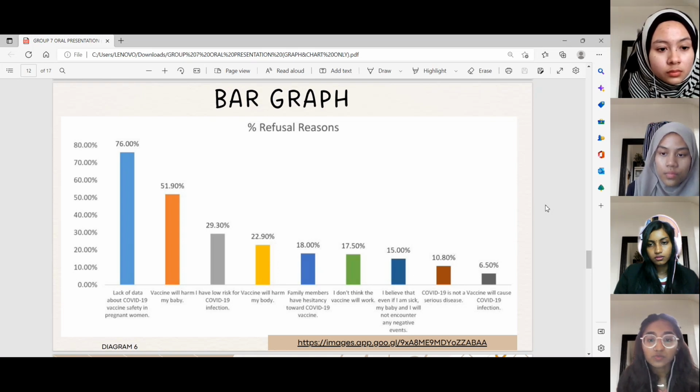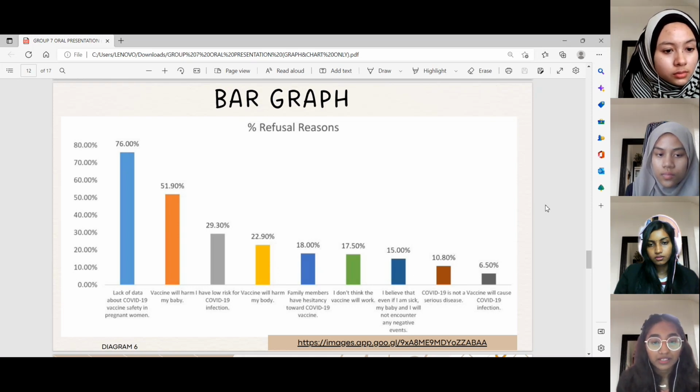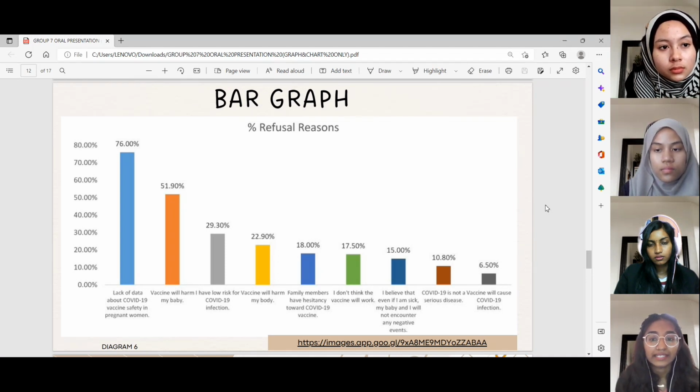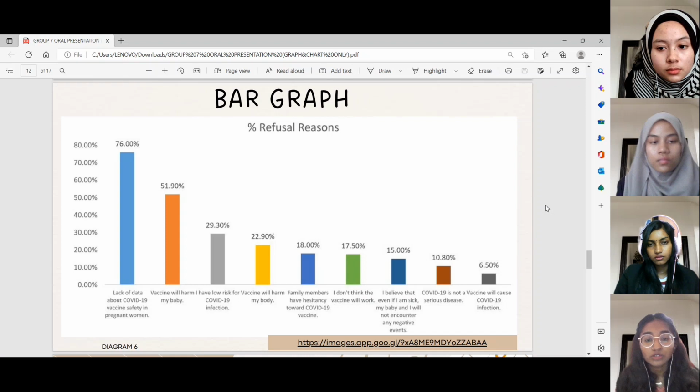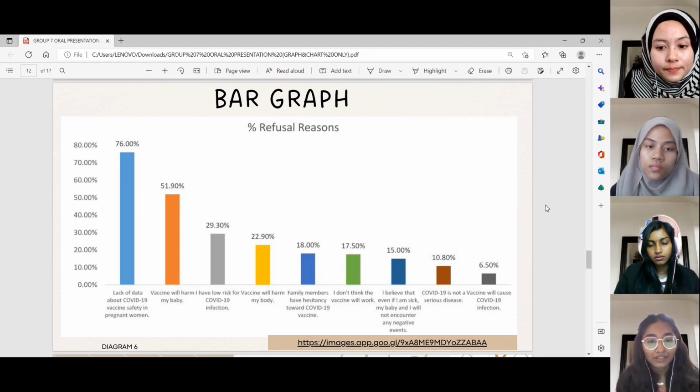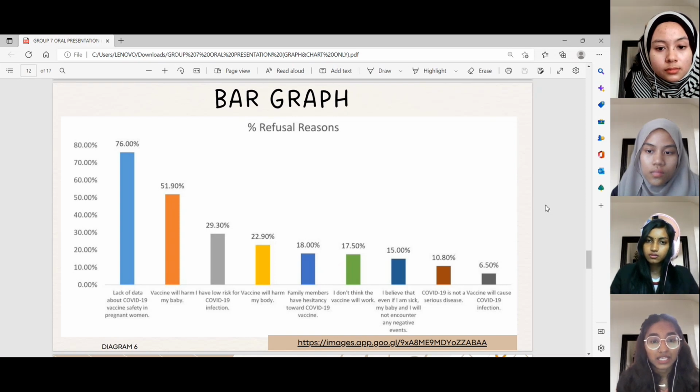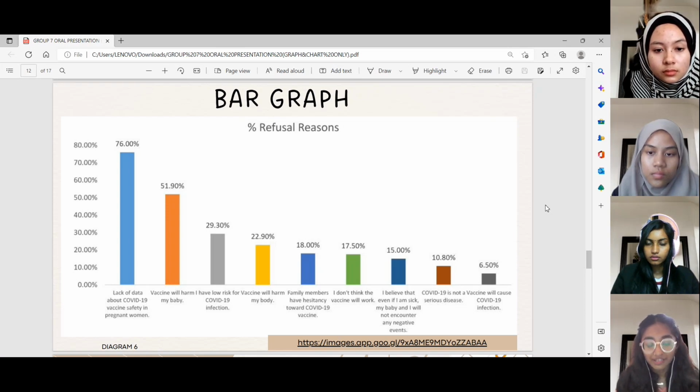It can be seen that the most popular result is lack of data about COVID-19 vaccine safety, and the least popular result is that vaccine will cause COVID-19 infections. The comparison from this graph is the reason that the vaccine will harm the baby is slightly higher than the reasons that the vaccine will harm their own body. Second, the reason of lack of data about COVID-19 vaccine safety is dramatically higher than those who think COVID-19 is not a serious disease. Third, those who think that they have a low risk of COVID-19 infection is slightly higher than those who think that the vaccine will cause infection.